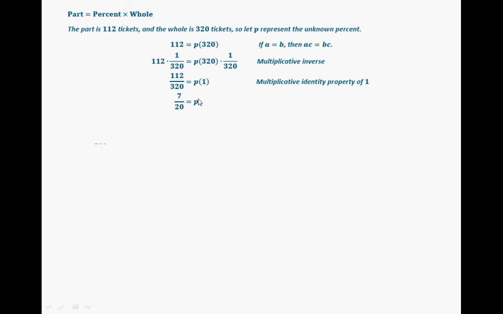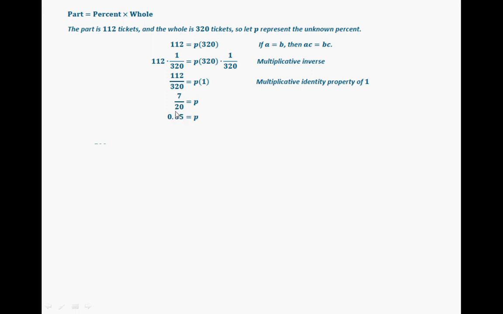So reducing that, we would get 7/20 equals p. The only problem with that is 7/20ths is not a percent because our denominator is not 100. So now we need to make an equivalent fraction. Or in this case, we can come up with a decimal.